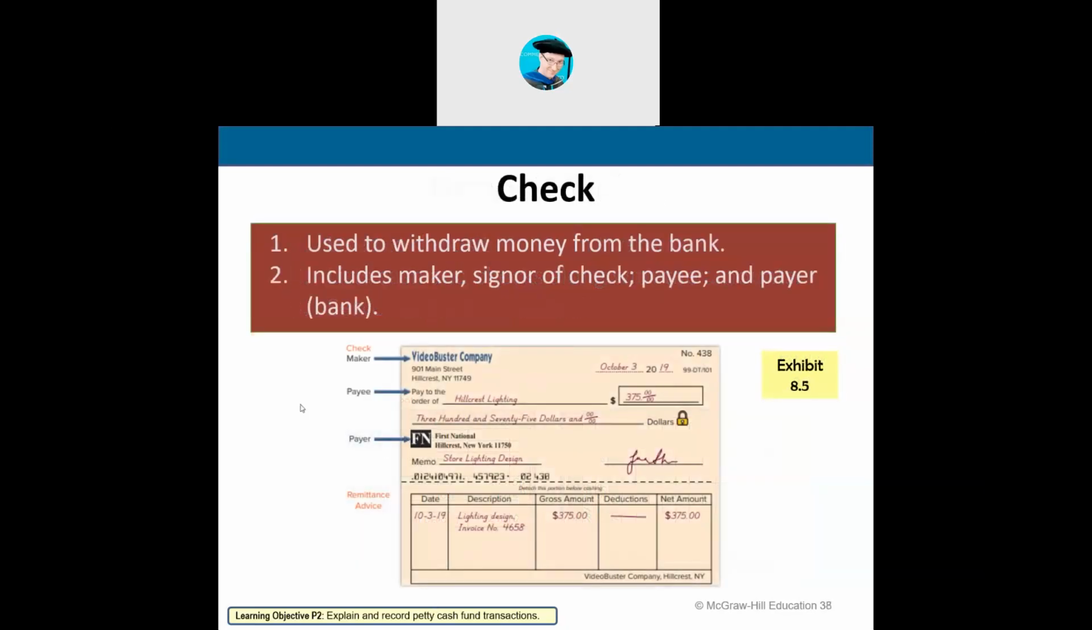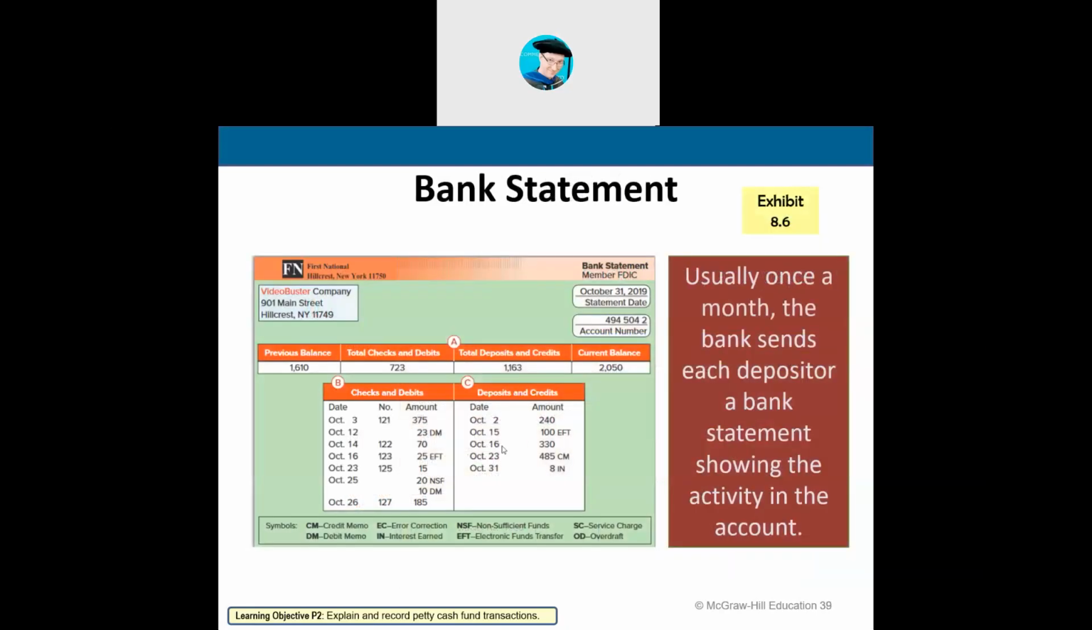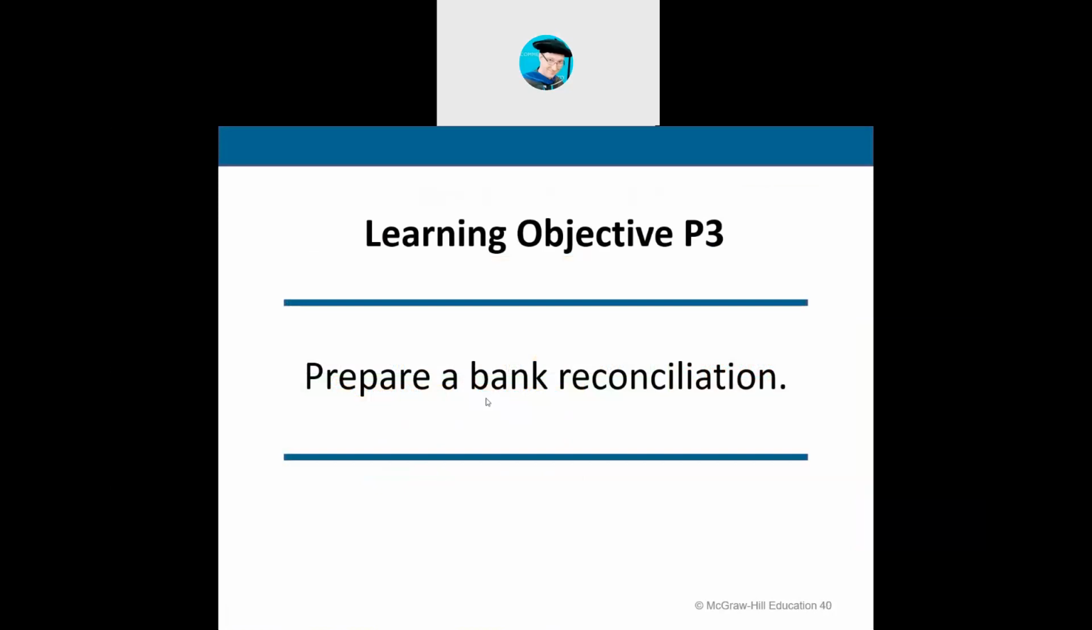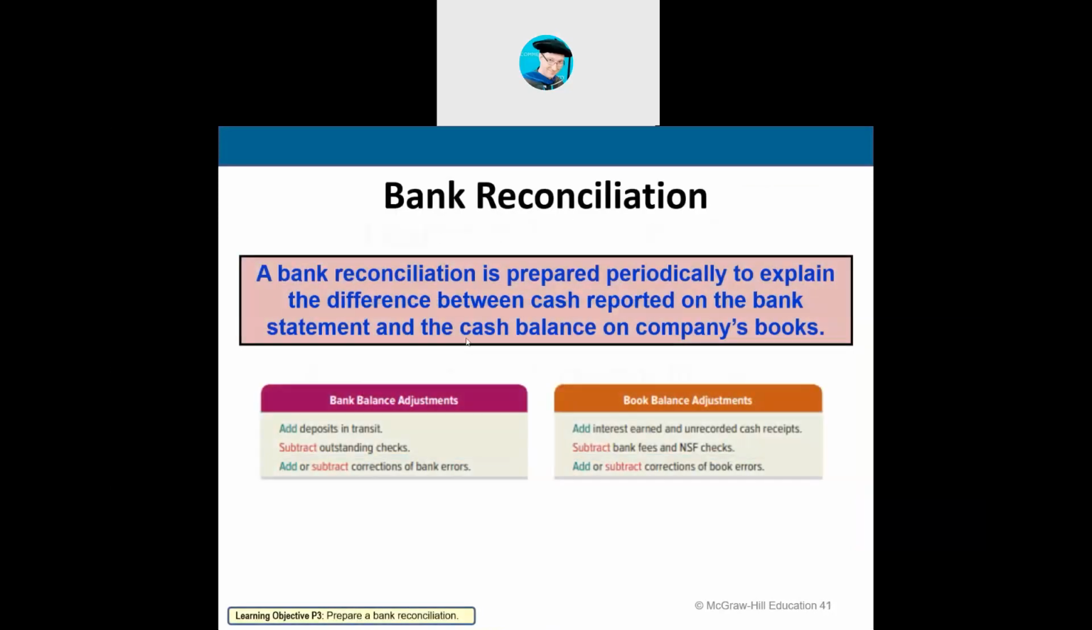Checks. I write out a check to my vendors to pay for my various expenses. The bank statement. At the end of each month, I receive a bank statement. It shows me what happened throughout the month. Checks I wrote, deposits I made, number of checks, number of deposits, the respective amounts, previous month balance, current ending balance. And it shows me a list of the transactions, right? So I use that information as an accountant at the end of every month.